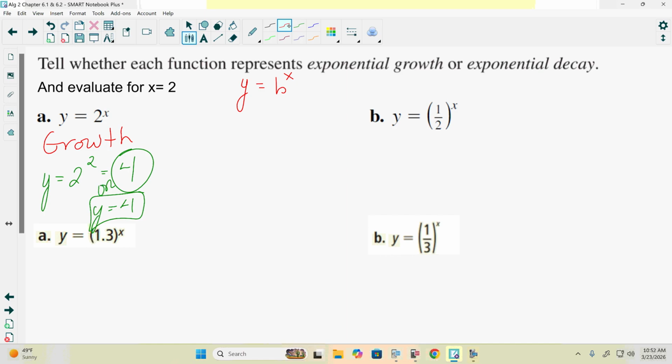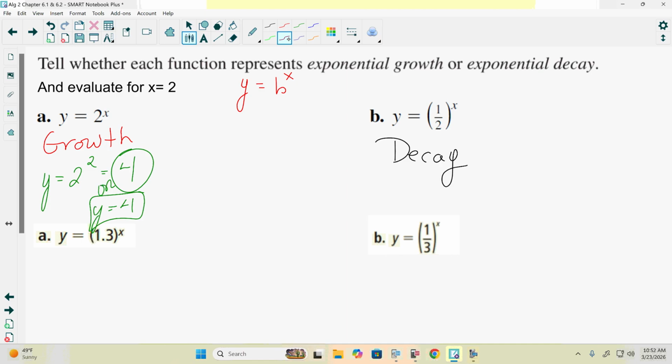Questions on number 1, or letter A? Are you ready for B? So y equals 1/2 to the x. What is our base? What's the value b? 1/2. Is that greater than 1 or between 0 and 1? Between 0 and 1, so this is decay. It's going to be a decay function, because that value of b is between 0 and 1. It's going to be going down.